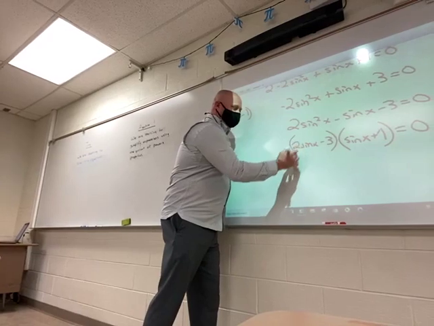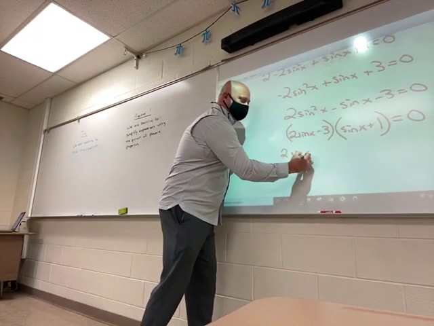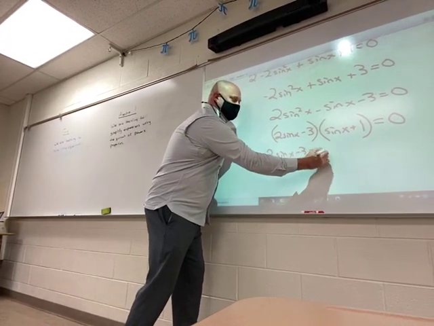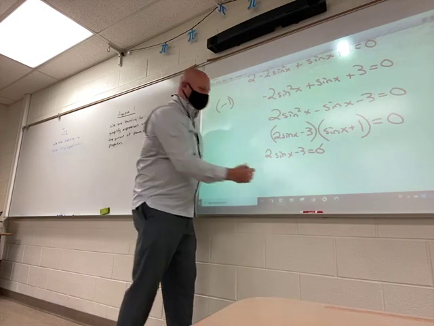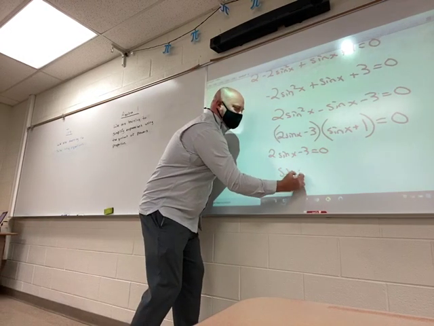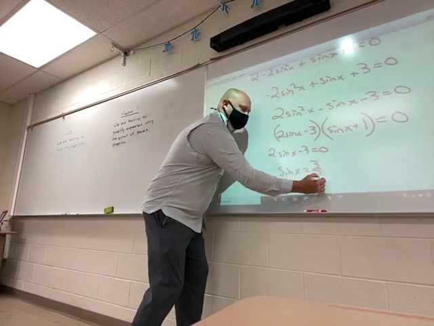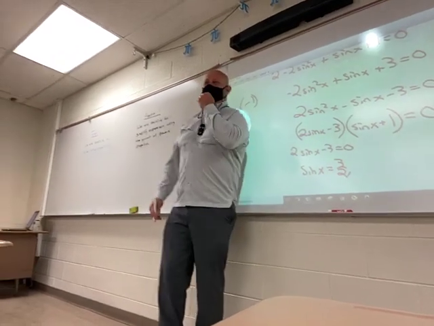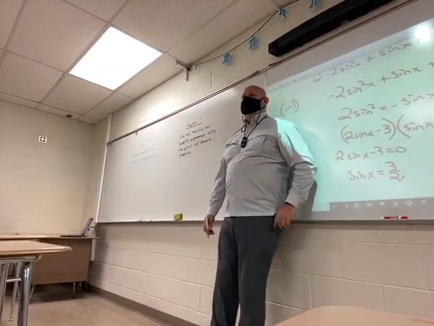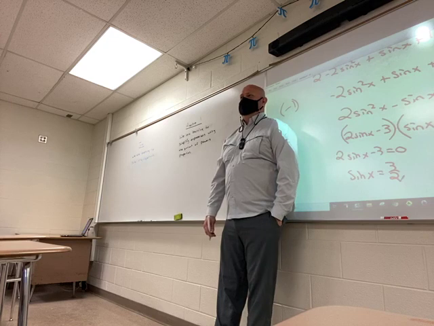Okay, solve this. When is this going to equal 0? Well, add the 3, divide by 2, you'd have sine x equals 3 halves. When does sine equal 3 halves? What is that as a decimal? 1.5.